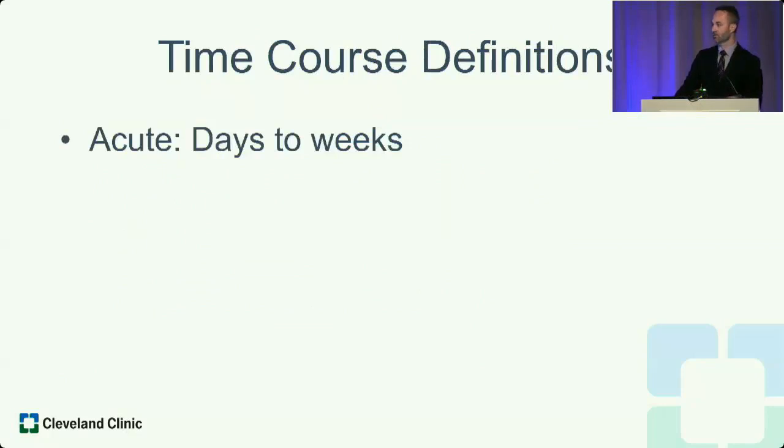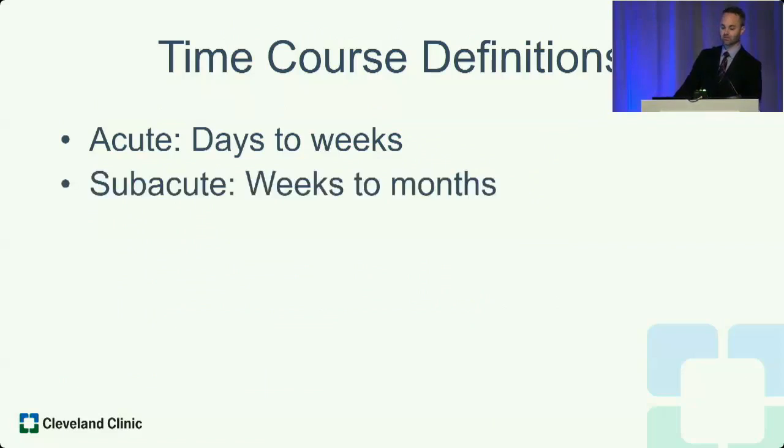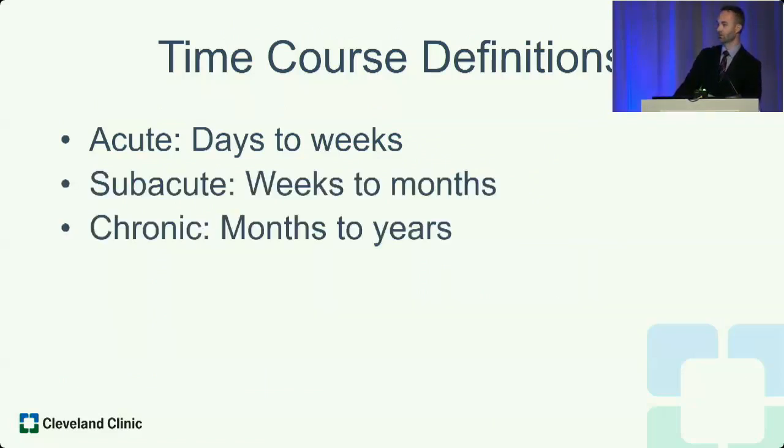From a time course definition standpoint, for the cases and things that we're going to be talking through, acute, we don't really have great definitions, but this is the way I think about it. Acute would be presenting within days to weeks, subacute weeks to months, and then chronic months to years.